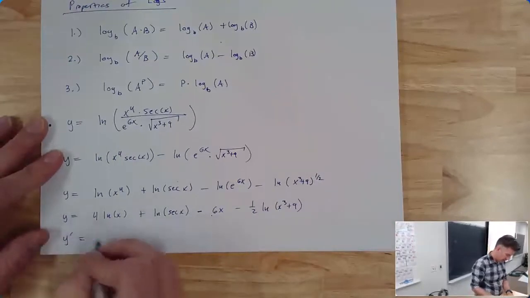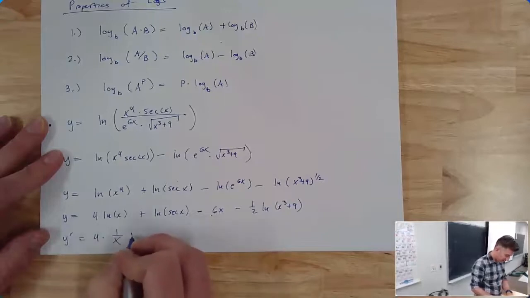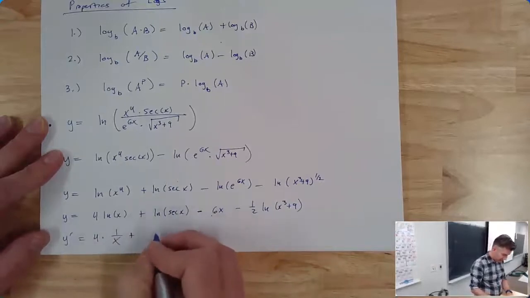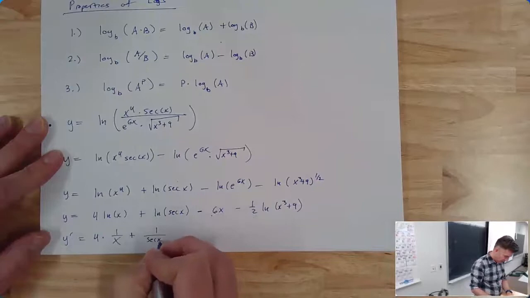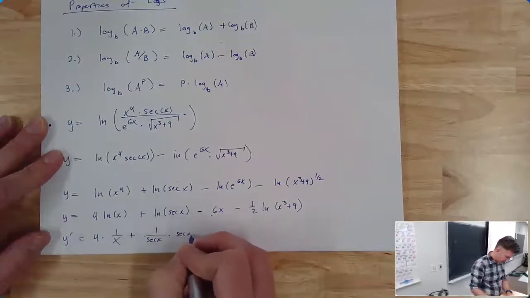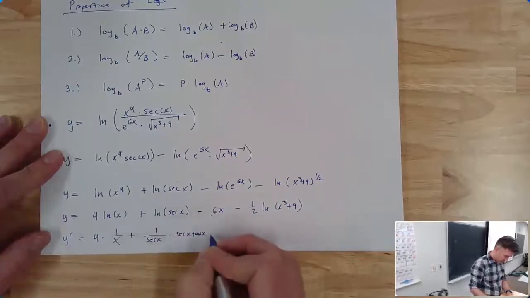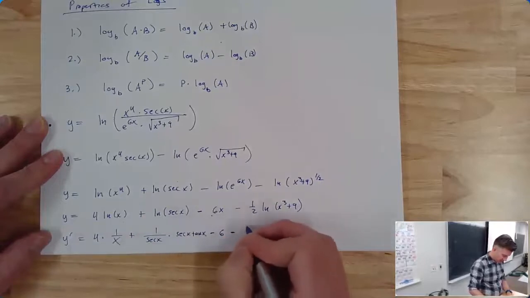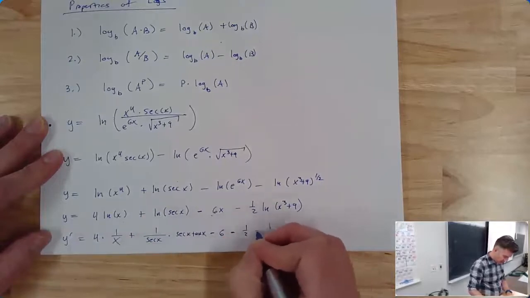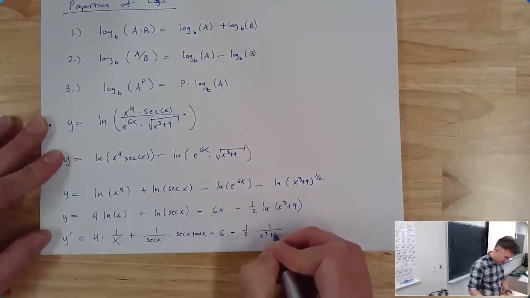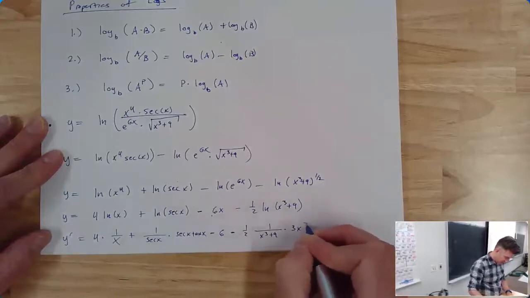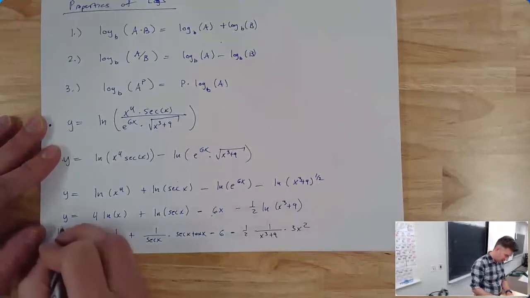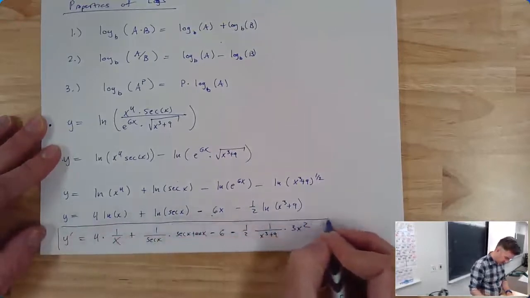So y prime is going to be 4 times the derivative of the natural log of x, which is 1 over x. The derivative of the natural log of some stuff is 1 over the stuff times the derivative of the stuff, minus the derivative of 6x, which is 6. The derivative of 1/2 natural log of stuff is 1/2 times 1 over the stuff times the derivative of the stuff. And although we could do a little bit of simplification here, I don't really think that's super necessary at this point.